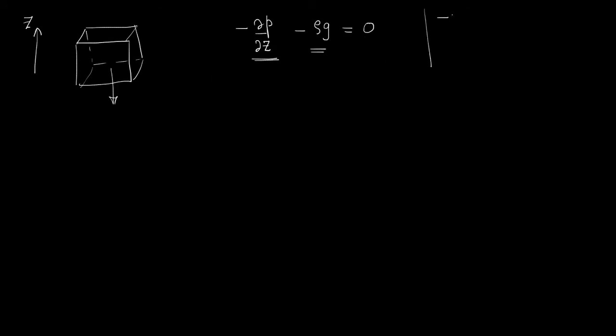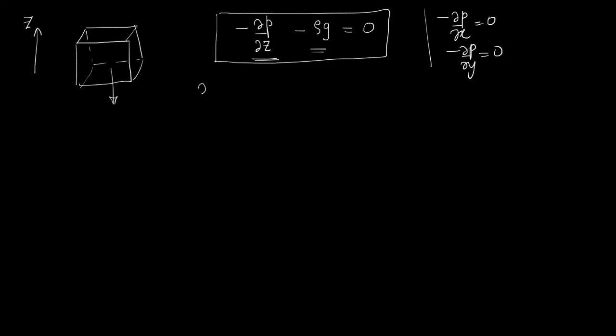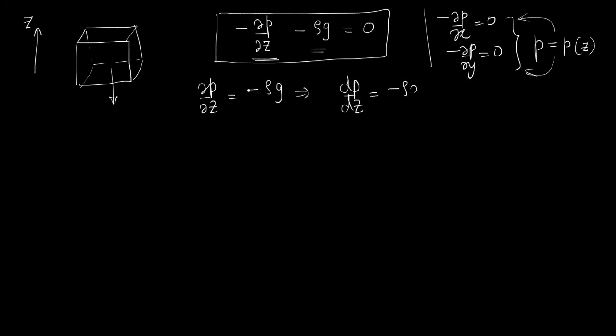At the same time, we also note that ∂P/∂x will be equal to 0 and ∂P/∂y will be equal to 0 because the fluid element is in equilibrium. But we are more concerned about this equation. So then we have ∂P/∂z is equal to minus rho g. But if ∂P/∂x and ∂P/∂y are equal to 0, then P is at best a function of z. This will automatically satisfy these two conditions. Thus we can write dP/dz is equal to minus rho g.